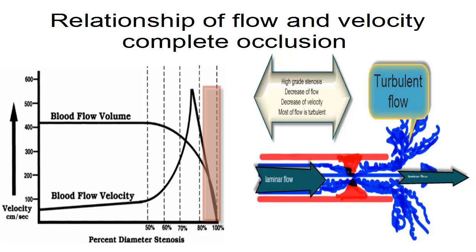The last slide is representing the physics of velocity and flow and shows high-grade stenosis or almost complete obstruction. We are demonstrating this situation with the red area on the picture. Flow is now minimal and has lost its velocity. Flow is almost completely turbulent.